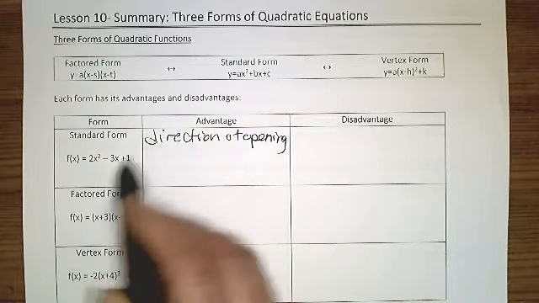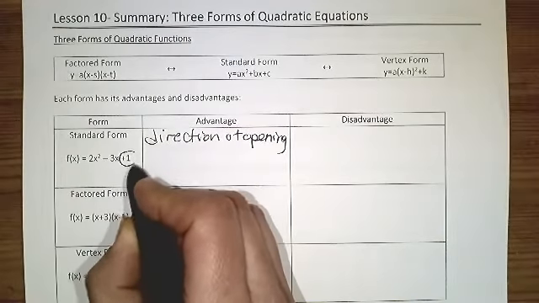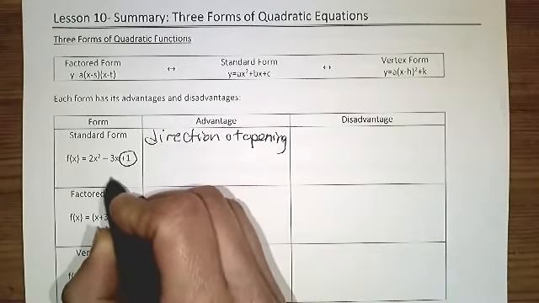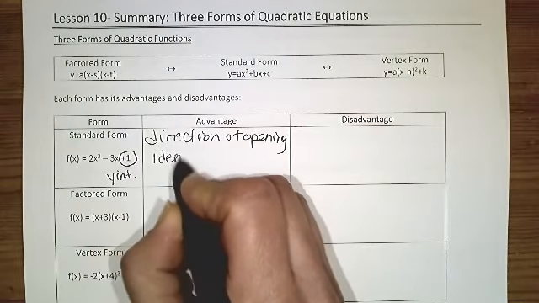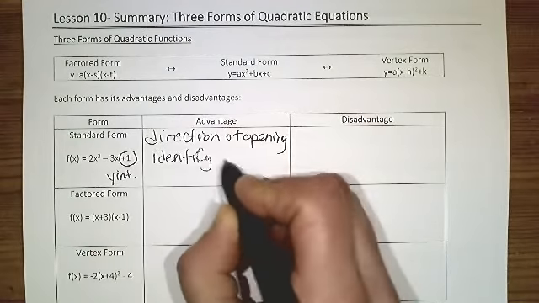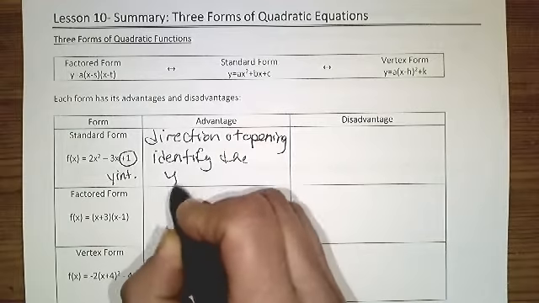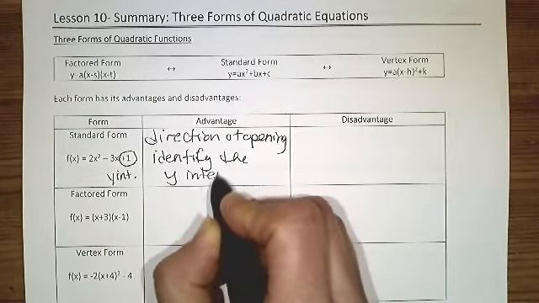The other advantage of standard form is right here, the C value is our y-intercept. So we can identify the y-intercept.